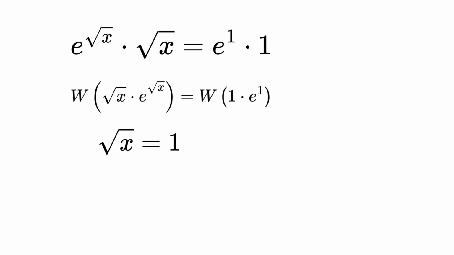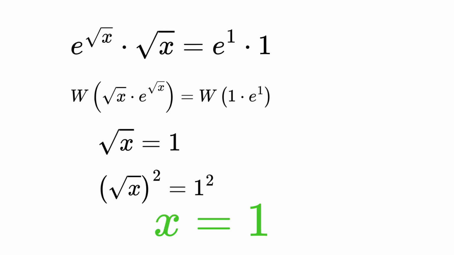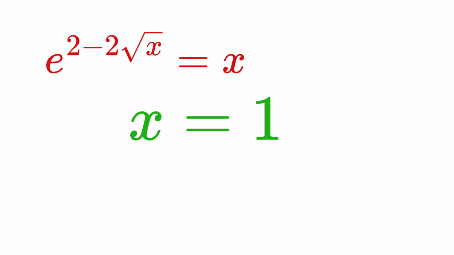Then we get √x is equal to 1. Now square on both sides. Square and 2 will be cancelled out, then we get x is equal to 1. So now we get the answer as x is equal to 1.